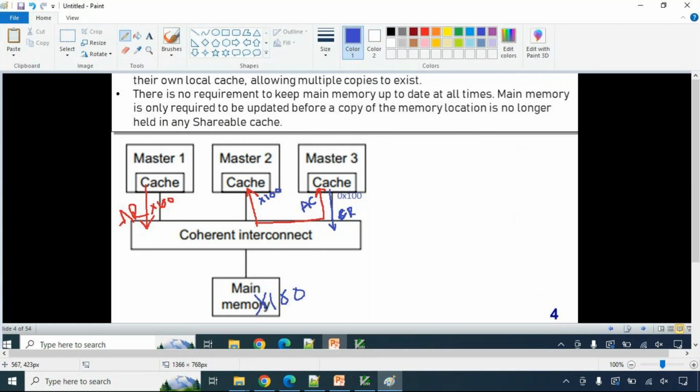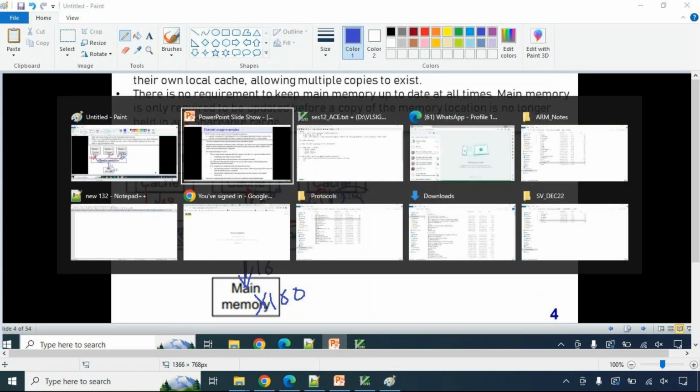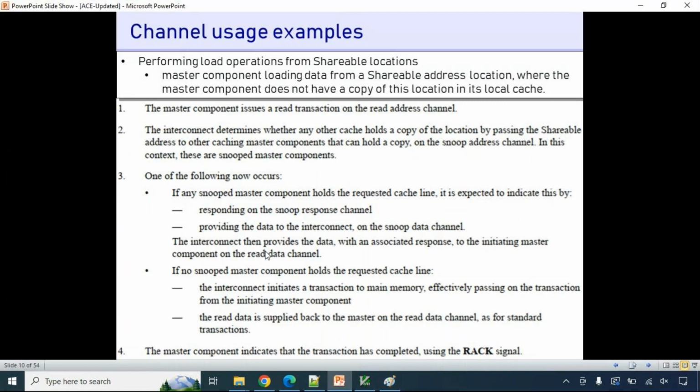Main memory will have everything, right? The idea is that its latency is significantly large. It may take 10 cycles to get. Whereas if the request came here, it is checking, do you have it? If you have it, give me the data, and I will give it to the cache. That is the basic purpose. The interconnect then provides the data with associated response to the initiating master component on the read data channel.